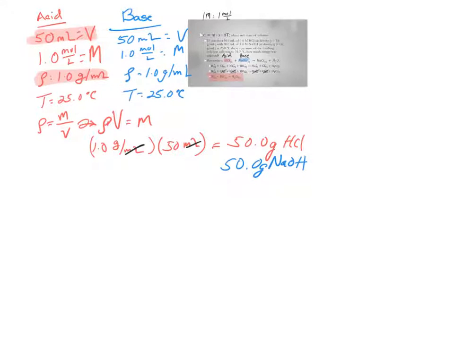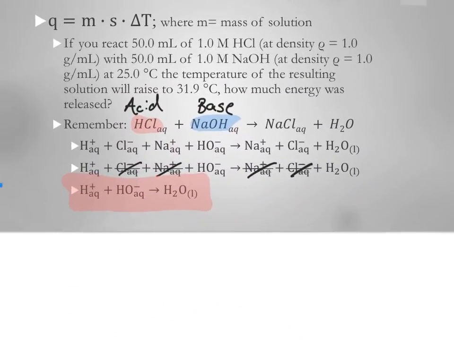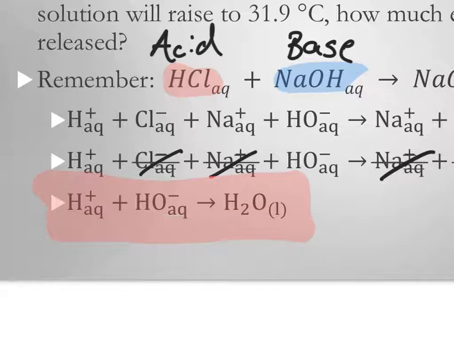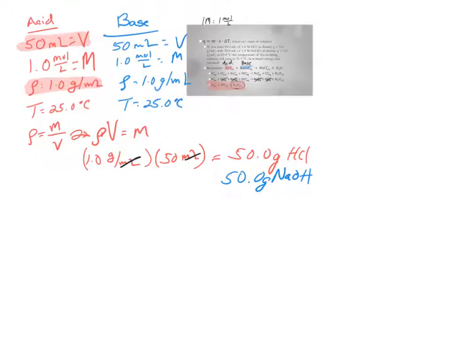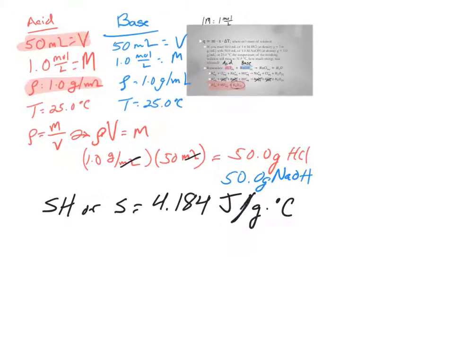Now that we have the masses, we need to have the specific heat. This is something we should already know, that since the reaction itself is ultimately forming water, that's the net reaction, we can say that the specific heat, S or SH that your book uses, is going to be equal to 4.184 joules per gram per degree Celsius.